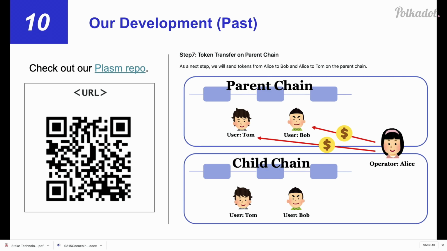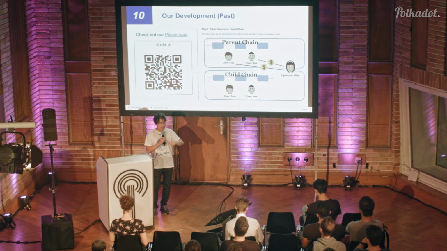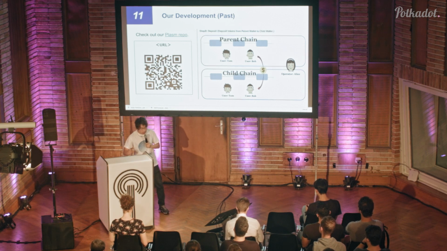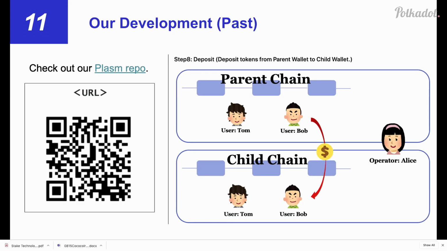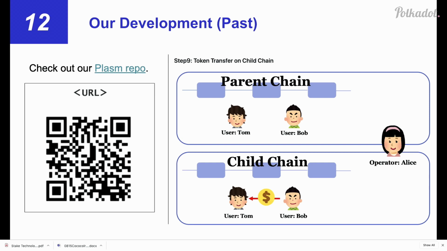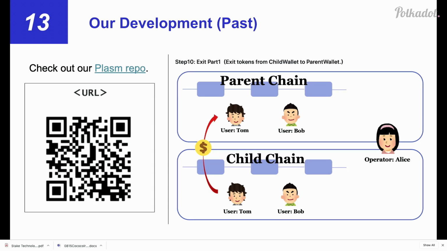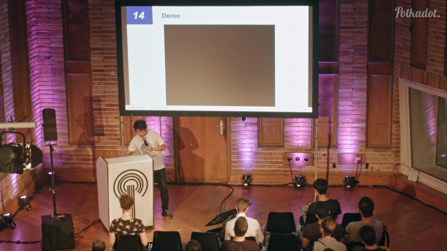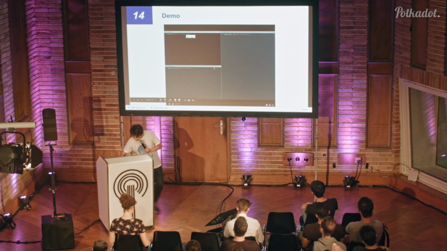And Tom and Bob. Alice has a bunch of tokens. So Alice gave Bob and Tom tokens. And then Bob sent tokens from his parent chain to the child chain. And on the child chain, Bob sent tokens to Tom. And Tom exited his tokens to the parent chain. So, yeah, this is the demo.